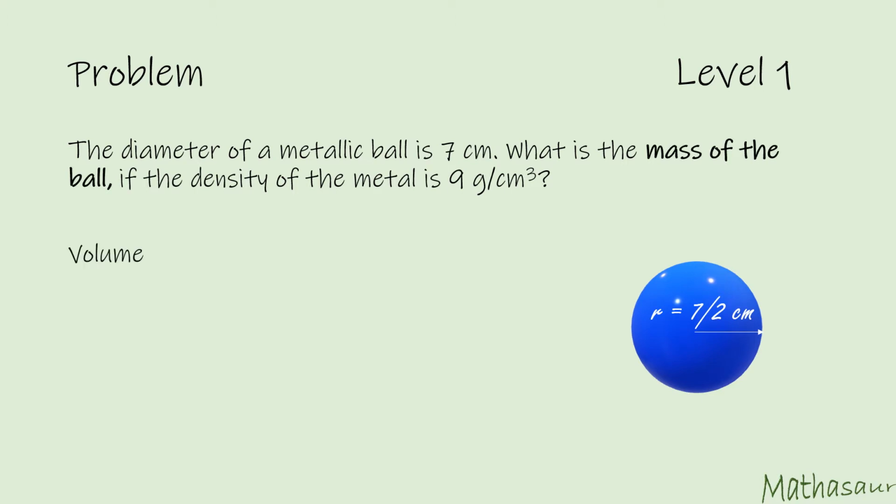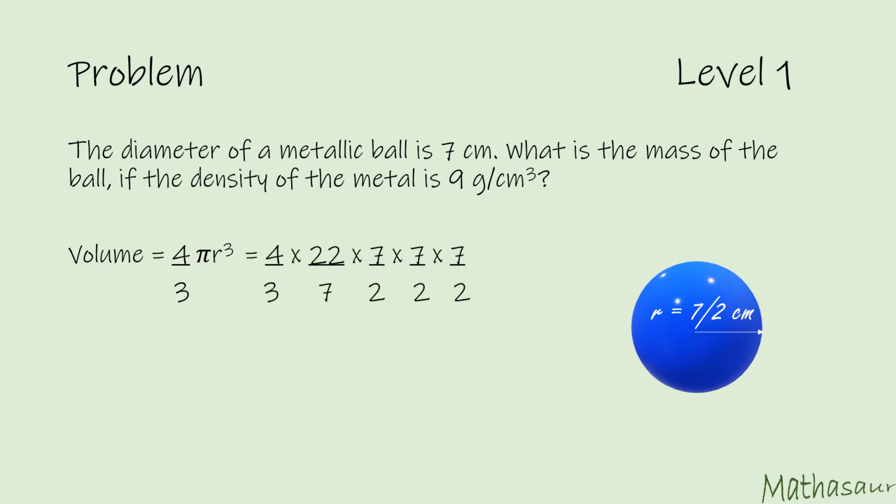Now we have to find the mass of the ball. Since we are given the density, we would need to multiply it with volume. So let us find the volume first. It would be 4 upon 3 times pi r cube. Let us substitute the values and simplify. Let us leave the volume like this.